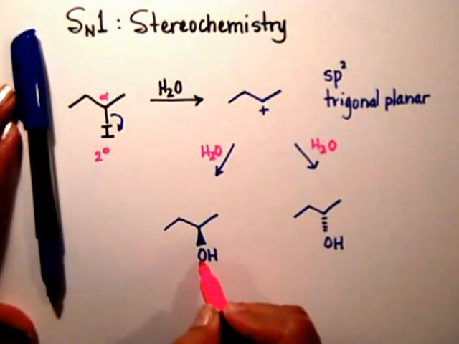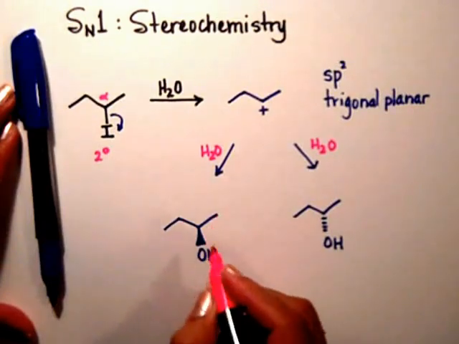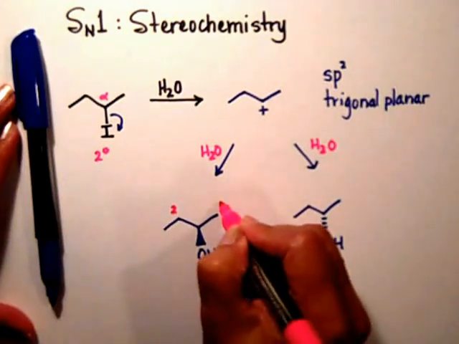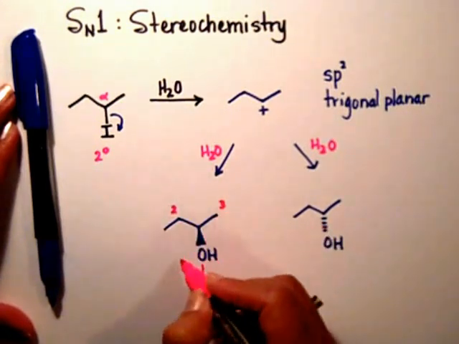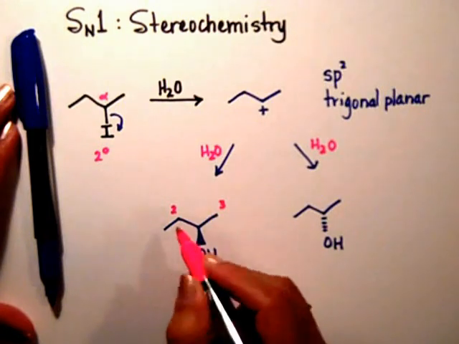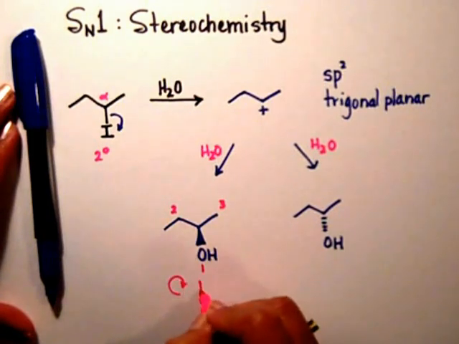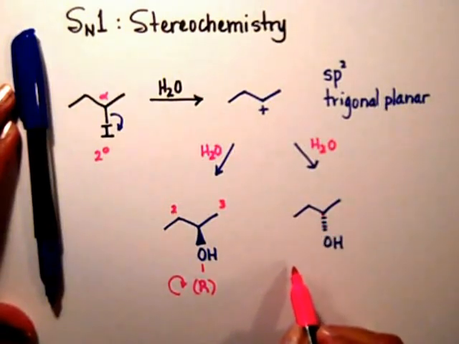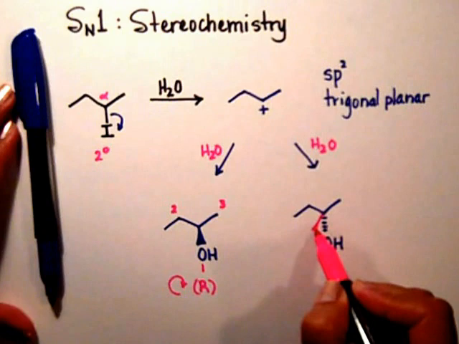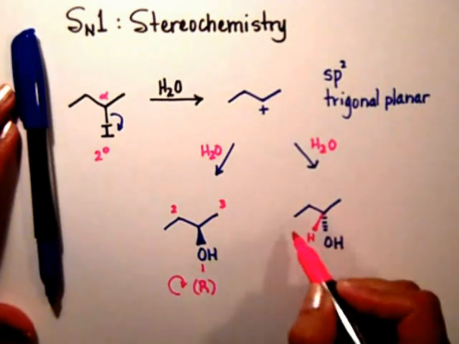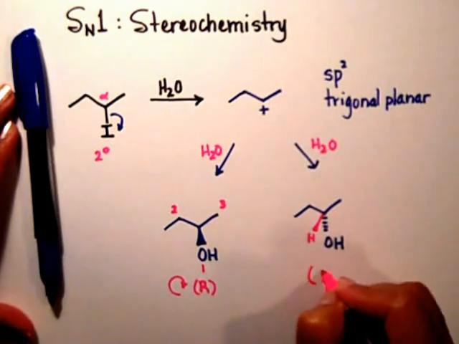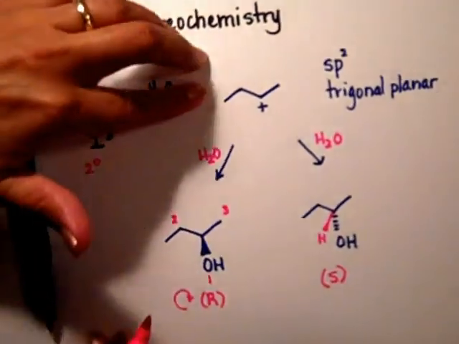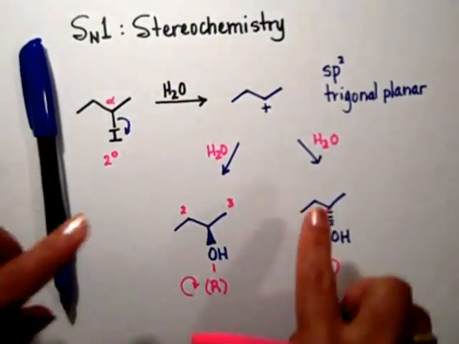Alpha carbon has an oxygen, a carbon, and another carbon, so oxygen is 1. The ethyl is 2. And the methyl is 3. So this carbon right here is the R, is clockwise. So this is the R enantiomer. And this is the opposite. So this one has a hydrogen pointing to the front. So it's R, but hydrogen is in the front. So it's S.